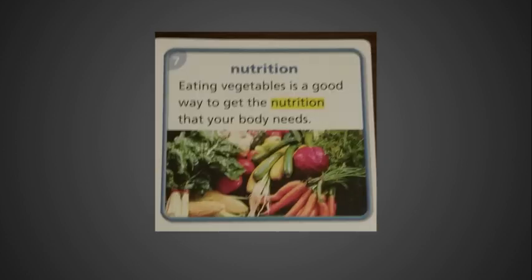Our next word is nutrition. Eating vegetables is a good way to get the nutrition that your body needs. Well, what are things that my body needs? What might that word nutrition mean? It says eating vegetables. Well, I know vegetables are good for me, or they're healthy foods. So when we eat healthy food, our bodies get the nutrition needed to grow and stay healthy. Sometimes we hear the word nutritious. That's where it is used to describe something that has a lot of nutrition in it.